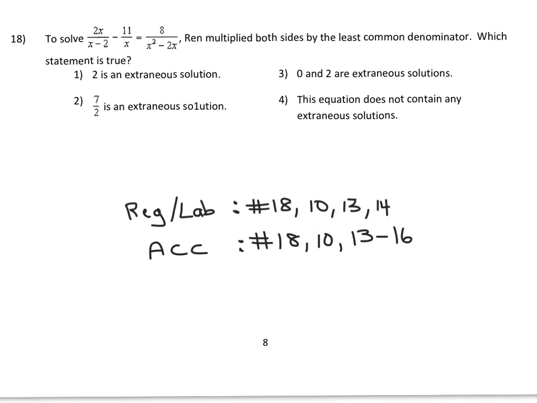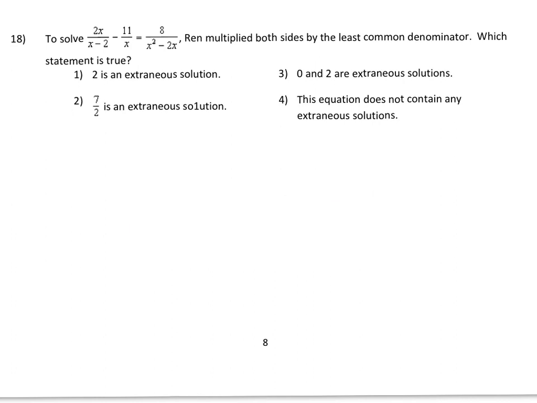So we're going to do number 18 together just to kind of review what you watched in last night's Edpuzzle video. Okay, so number 18, it gives us an equation right here, and it says that to solve, Ren multiplied both sides by the least common denominator. Which statement is true? Now, I'm looking at all of these answers here, and a lot of them contain the words extraneous solutions.